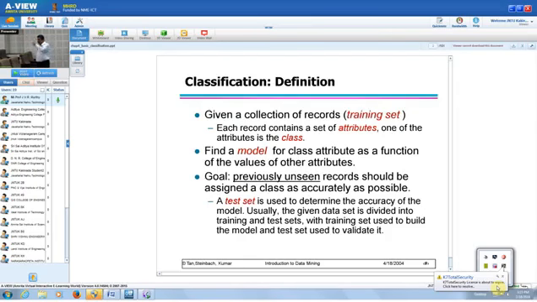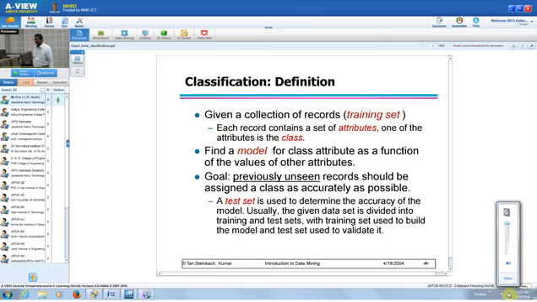What is the difference between these two predictions? Because unless these concepts and terminology are very clear to you, you can't understand. Okay, then regression.